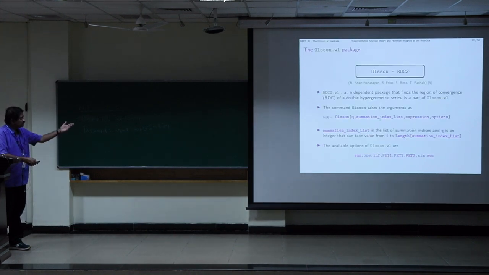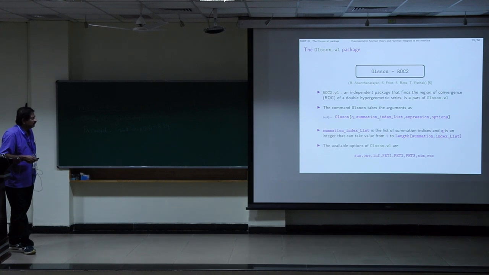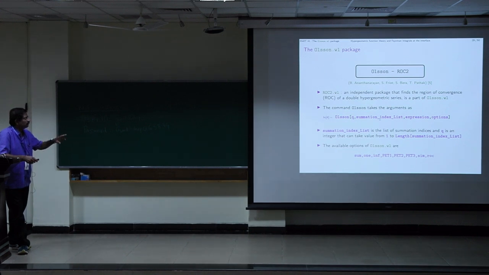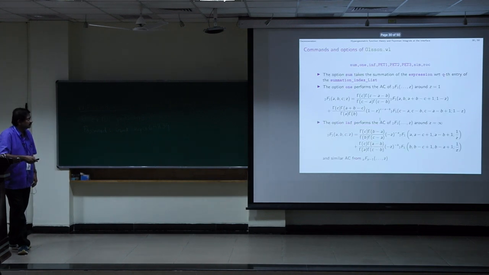So let me say a few words. I've already described this Olsson a little bit. So one thing, of course, is to find the analytic continuation, but in all this game, it's not enough just to find the analytic continuation, but you also have to find the region of convergence of the analytic continuation. So that's the reason why this also contains a piece that is known as ROC2, standing for region of convergence in two variables. So this is a very beautiful package, and both of them have to be used together to find all these large regions where a given analytic continuation converges.